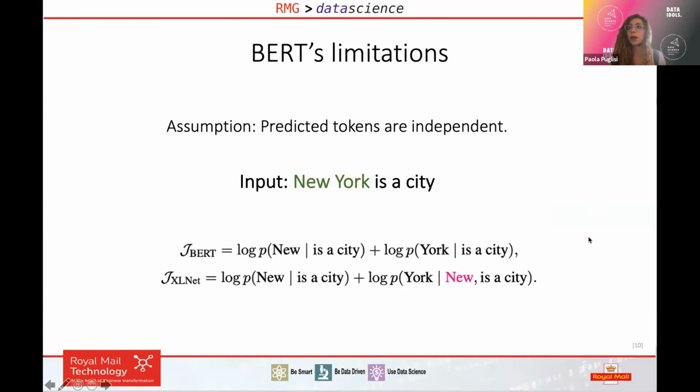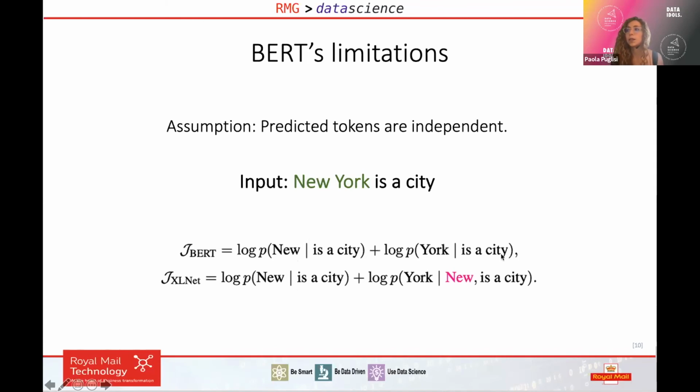So let's consider a concrete example. New York is a city. Suppose that BERT selects 2 tokens to predict, New York. Because of the independence assumption and because of the masked procedure I introduced earlier, it will minimize the objective function as visualized here. So since there's independence, it doesn't need to condition on New York when we minimize the objective function for New. And as you see, it will predict New given is a city, plus York given that is a city.